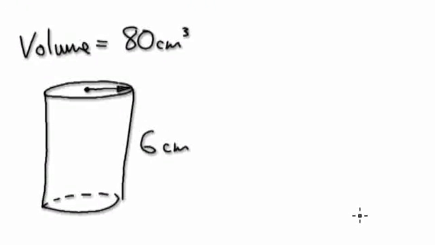Okay, so next one here. Now the volume has to be 80 centimeters cubed. The depth is 6 centimeters. You've got to work out how big this circle is, basically work out the radius of this circle. So the volume has to be 80 and the depth has to be 6 centimeters. In effect, work out R. We want to know the radius of this circle. So press pause and have a go.